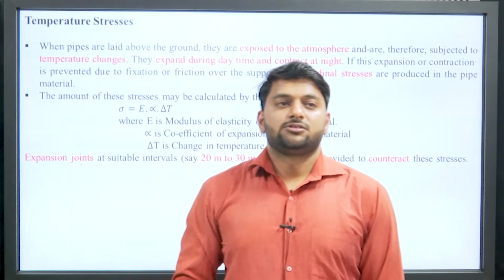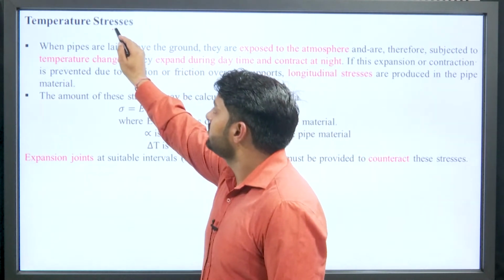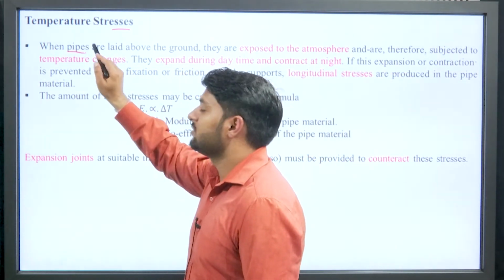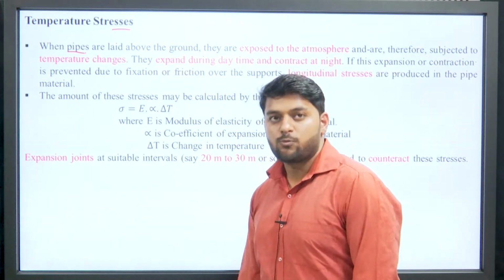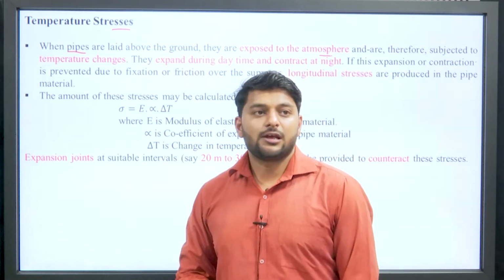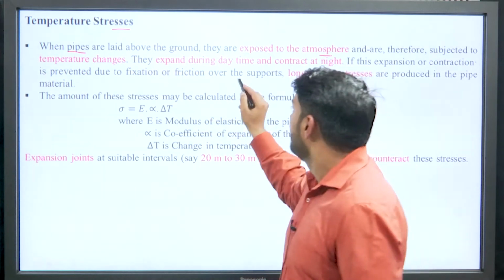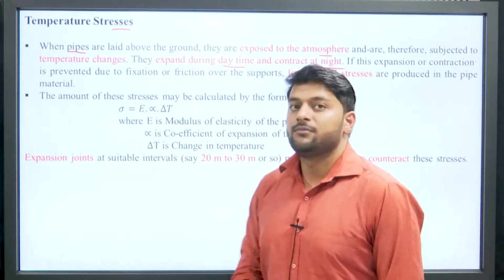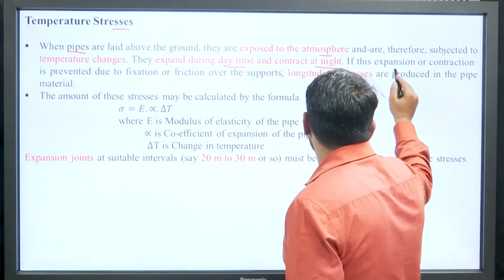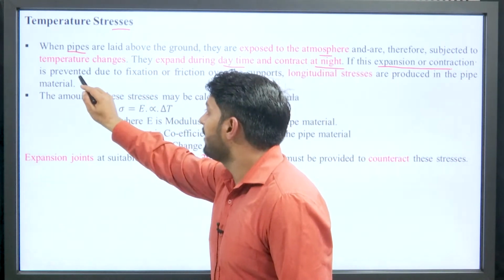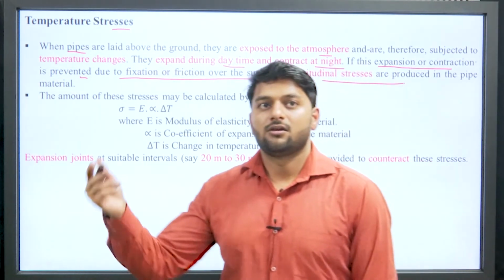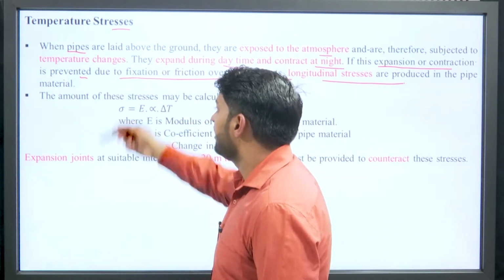Coming to the next, that is temperature stresses. This type of stress develops because of variation in temperature, and this generally comes into existence when the pipe is laid above the ground, meaning the pipe is exposed to the atmosphere, and when the pipe is exposed to the atmosphere there will be change in temperature and the pipe will expand during daytime and contract during night time. So, our target is to neutralize this expansion and contraction. So, this expansion or contraction can be prevented by using an expansion joint. We can control it by providing an expansion joint.